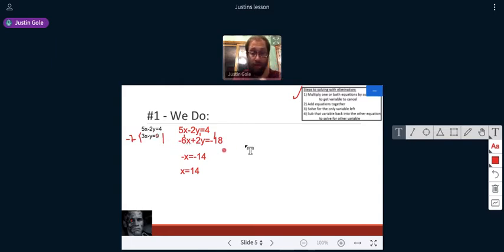Now I have to pick either equation. I'm going to pick the bottom one just for fun. 3x minus y equals 9. 3 times 14 minus y equals 9. I took this first equation here and I put 14 where x goes. So now we have 3 times 14, 42, minus y equals 9.